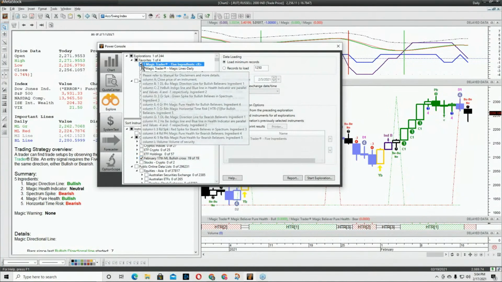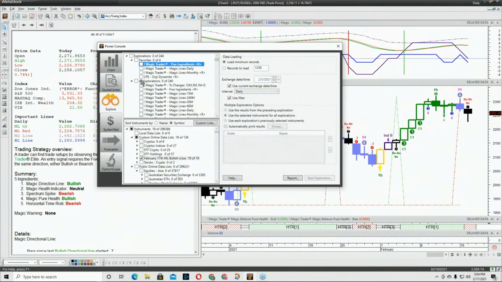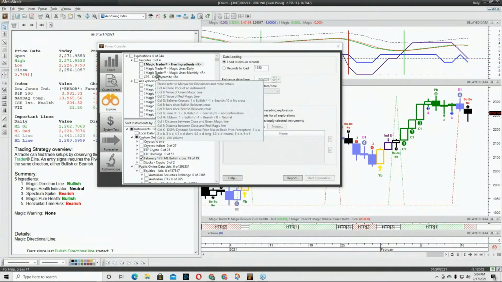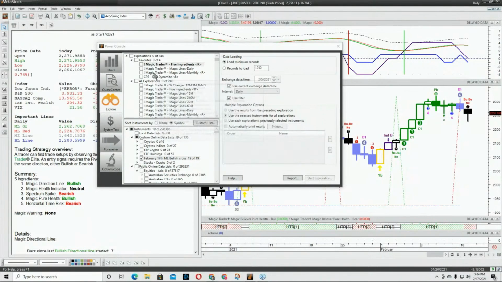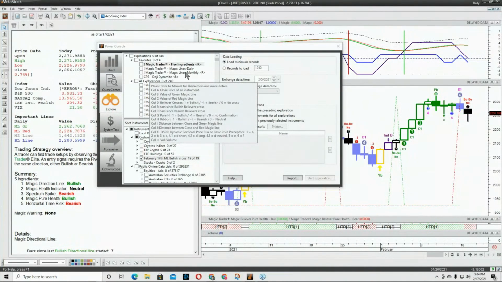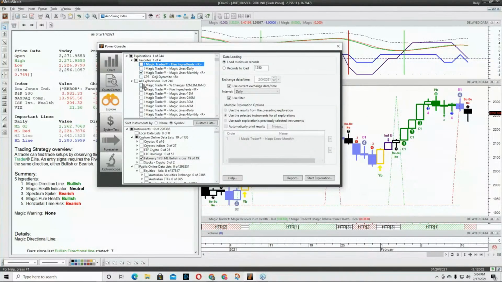All right, what I want to look at is stocks that might have a bullish magic line, on a monthly basis. You'll see right here, I've made a favorites list of the magic lines monthly. I'm going to go ahead and select that.